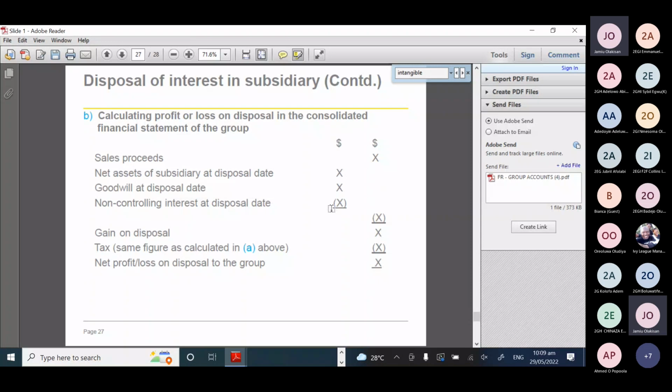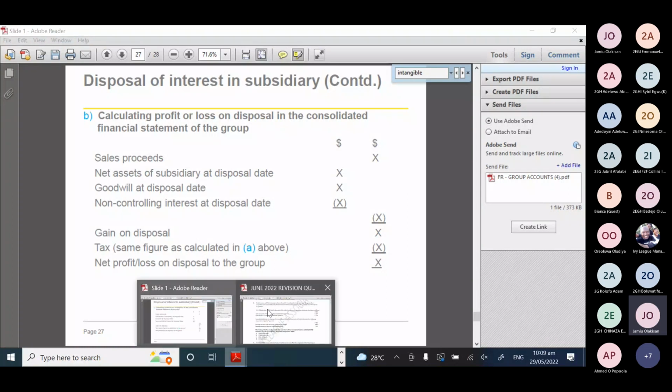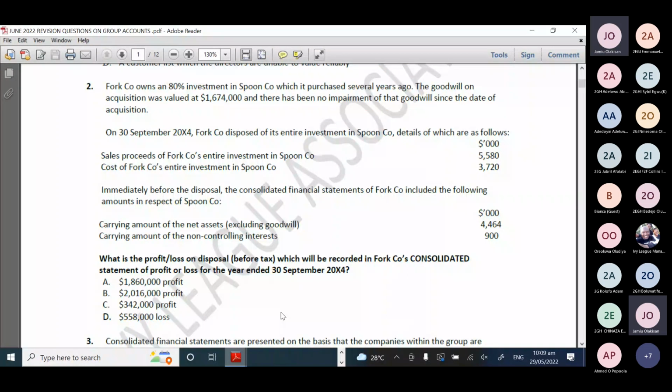Okay, you've seen that to calculate profit or loss on disposal, we need just three items. Oh, sorry, four. Proceeds, which we were given in that question, net asset of the subsidiary, goodwill, and NCI. And that will take us to gain on disposal. I'm sure we were given all the four items there. So let me go back. Please take note of the figures for me, as I don't want to come back here when I get to the Excel now. So you have the proceeds as 5580, right?